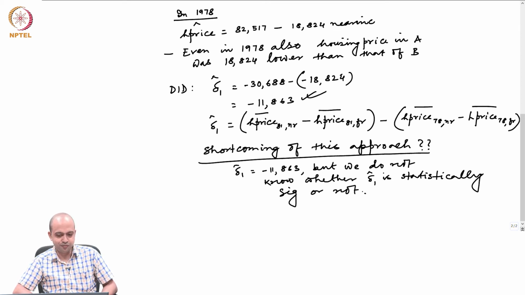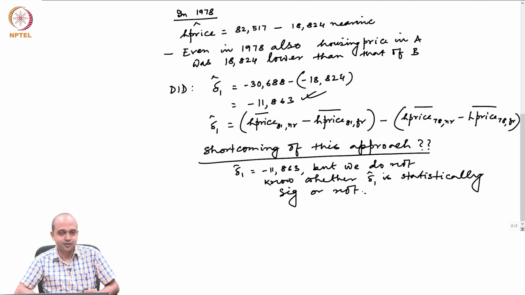We can quantify by looking at the value. We can say that yes, the impact is 11,863, that is the DID estimate, but that is only a mathematical value. Since it is not estimated from a regression equation, we are not able to get the statistical significance of these DID estimates. Okay, and as I told you several times previously, in econometrics what matters is the statistical significance, not the mathematical one. Okay, not the mathematical one.